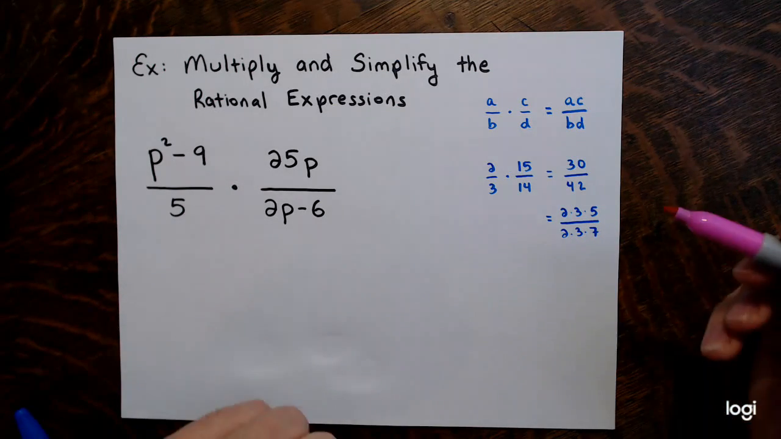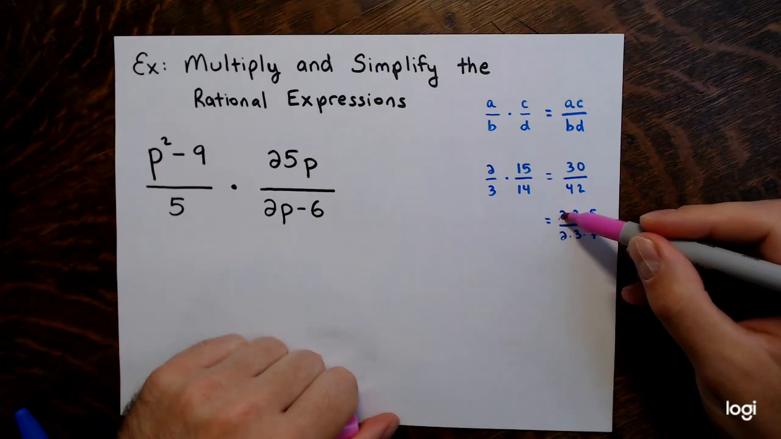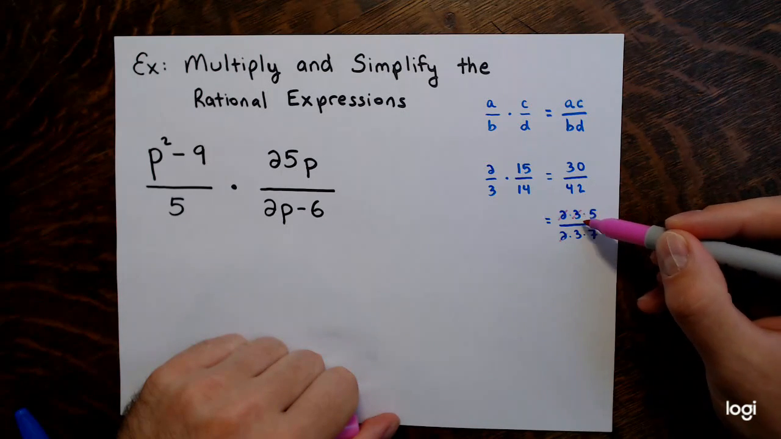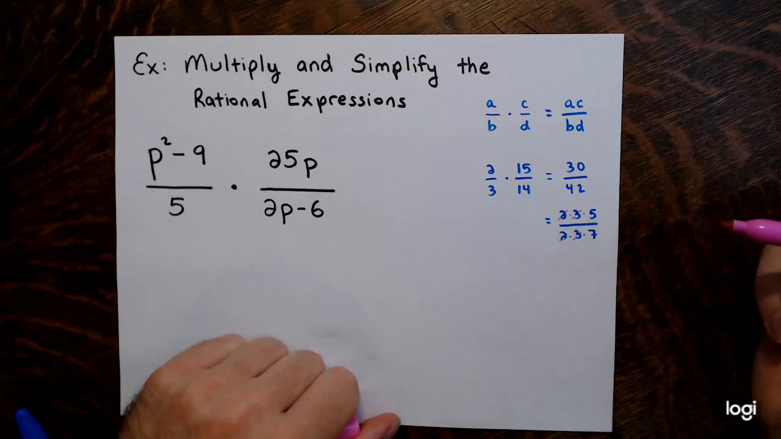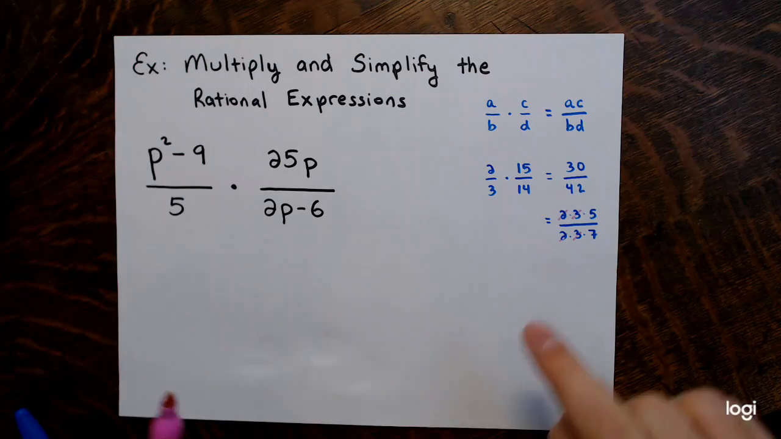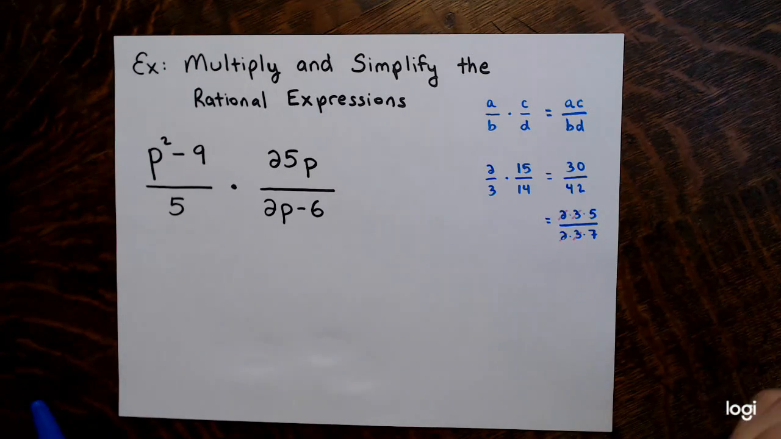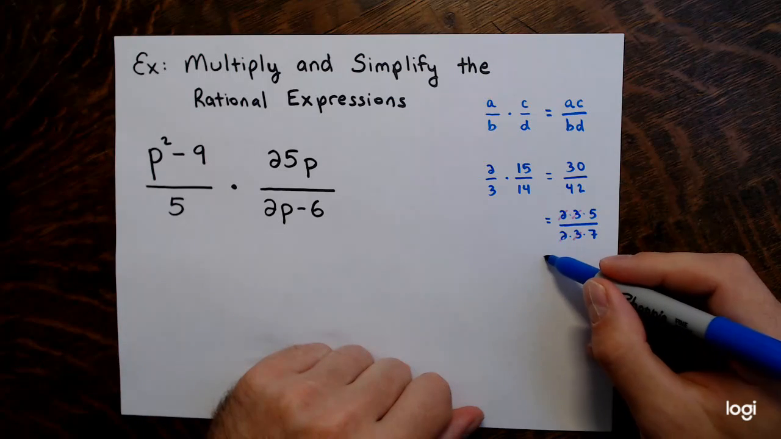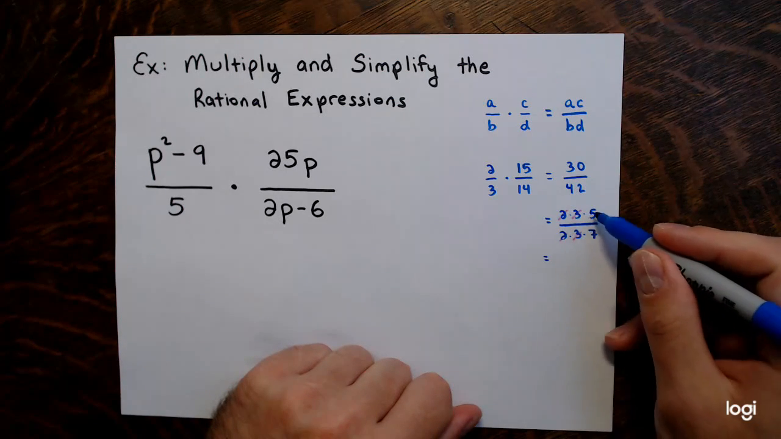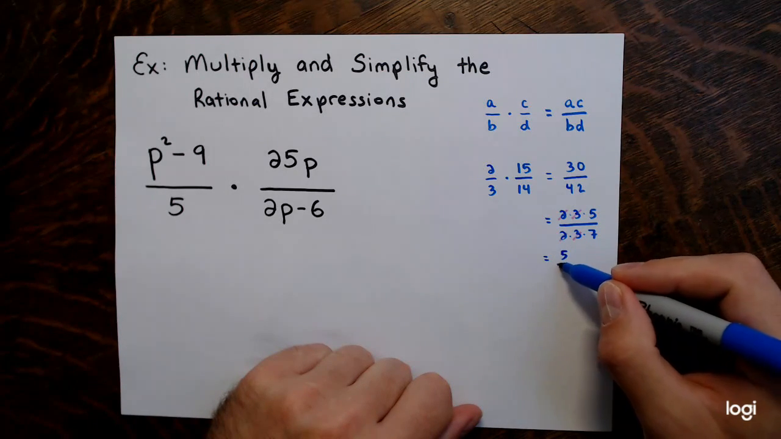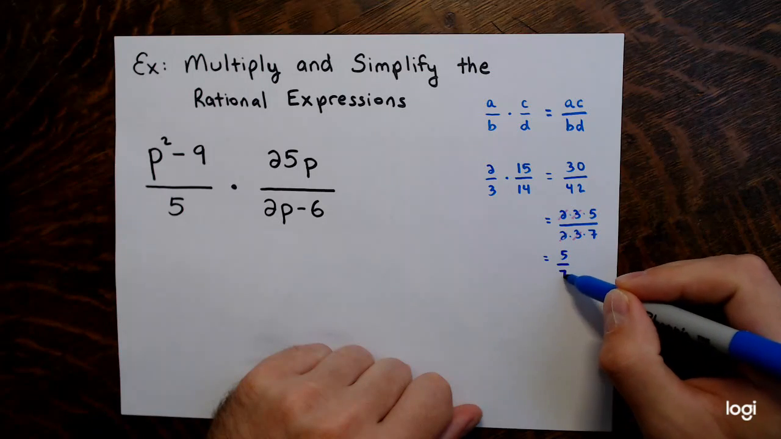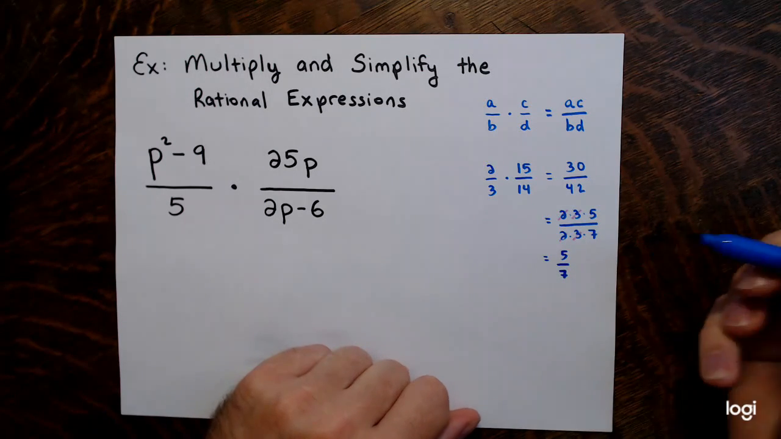2 divided by 2 is 1. The numerator and denominator both also have a factor of 3. So those become 1. You cancel out the ones. And all I'm left with in the numerator is a 5, and all I'm left with in the denominator is a factor of 7. And there we have 5/7.